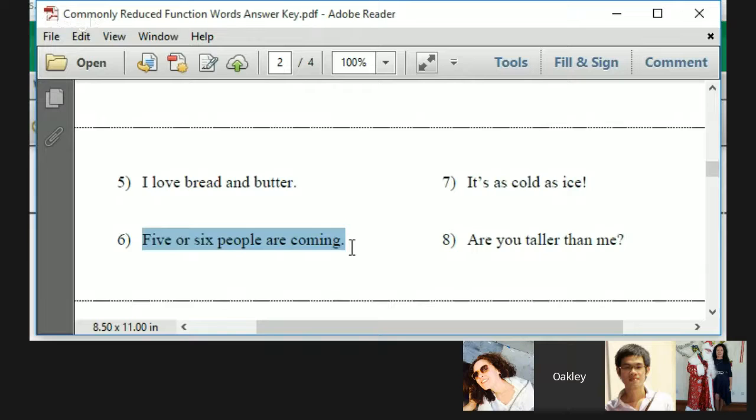5 or 6 people are coming. Okay, 5 or 6. Sounds like Fiverr. 5 or 6 people are coming. 5 or 6 people are coming. Tomorrow, we will be looking at auxiliary verbs, helper verbs, verbs we use to create verb tenses.